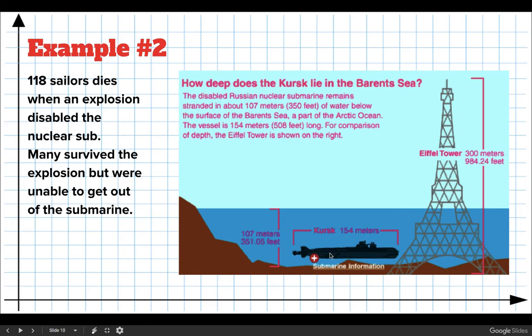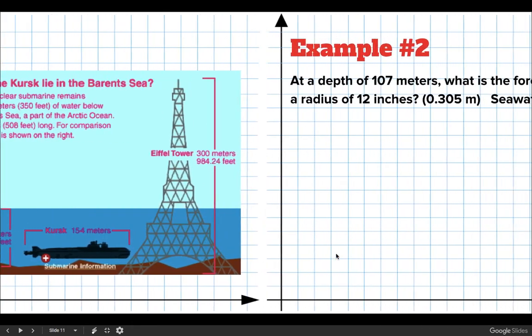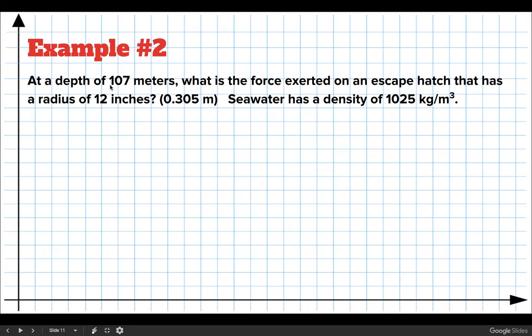But the sailors who survived the accident were trapped in there. They were alive, but they couldn't open the hatch to escape. And that's because of the hydrostatic pressure of the water. So we're going to calculate the pressure down here. So here's the question we want to solve. At a depth of 107 meters, what is the force that would be exerted on an escape hatch if it had a radius of 12 inches?